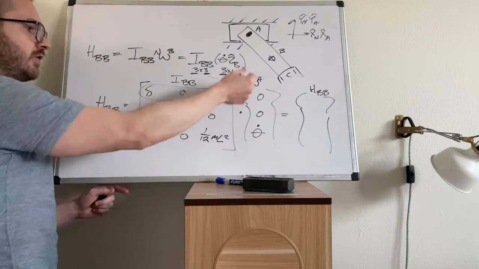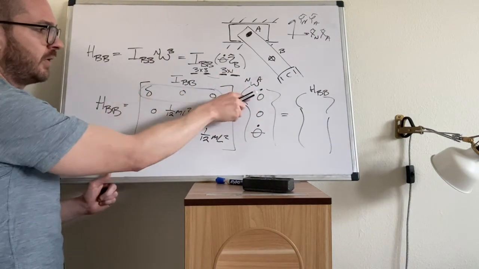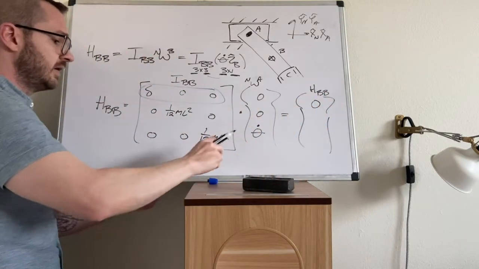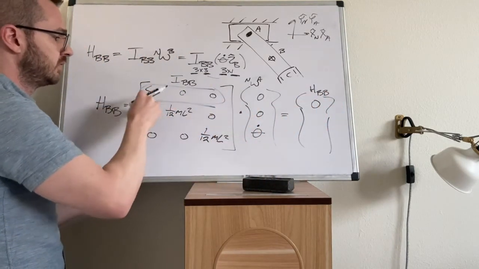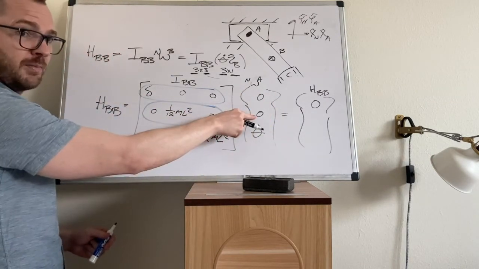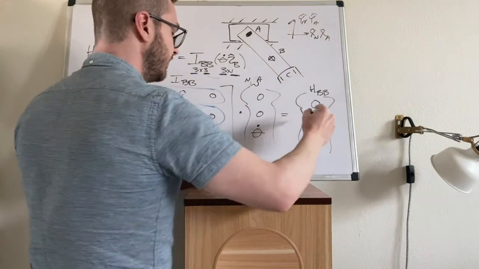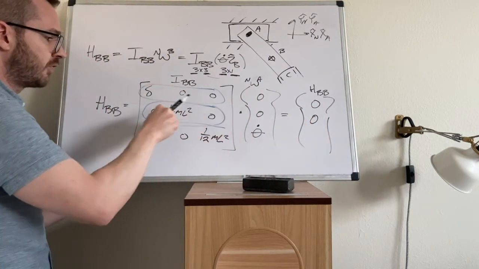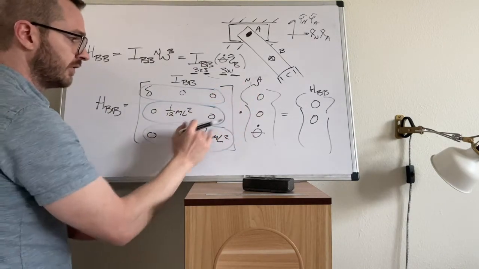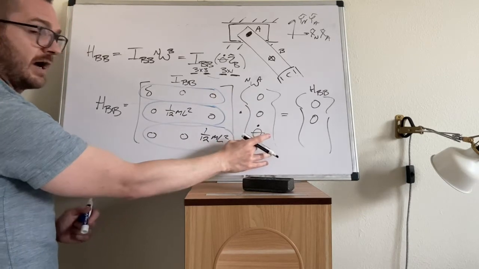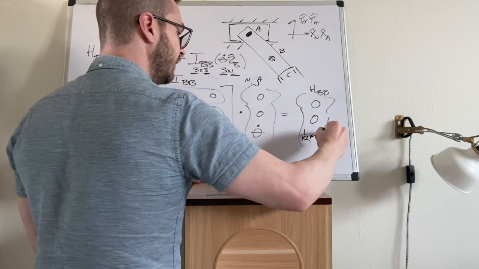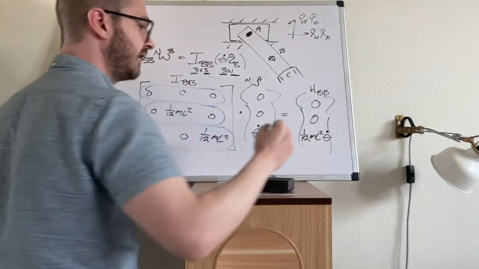So you take the first row and multiply by the column, and we get delta multiplied by 0, and 0 multiplied by theta dot, so this is 0. The second row multiplied by the vector, 1/12 ml squared multiplied by 0, so this is 0. And then we take the third row and multiply each of these. So 0 times 0, 0 times 0, and then 1/12 ml squared is multiplied by theta dot. So 1/12 ml squared theta dot.